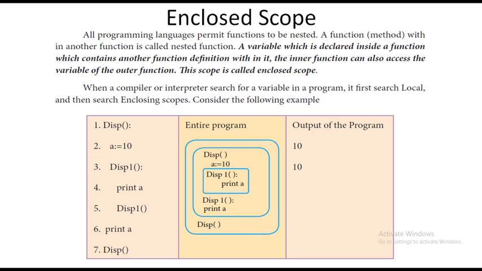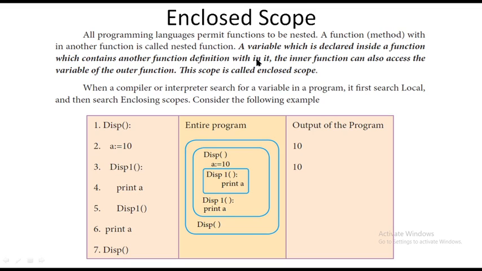Here, what is enclosed scope? A variable which is declared inside a function which contains another function declaration. See here, a is equal to 10. It is a variable. It contains another function definition within it. This is what is called enclosed scope.